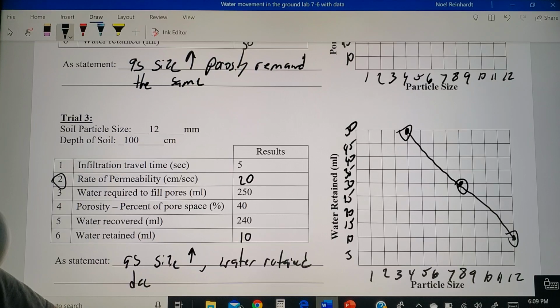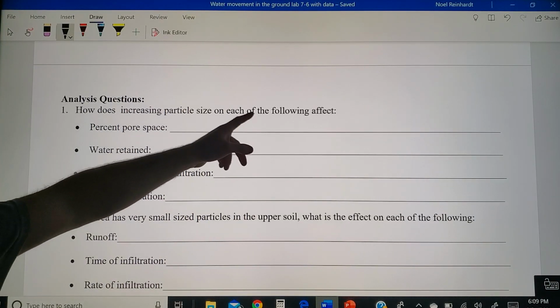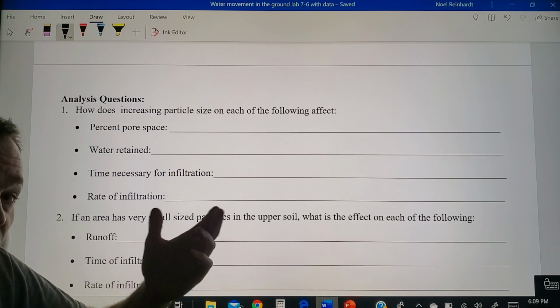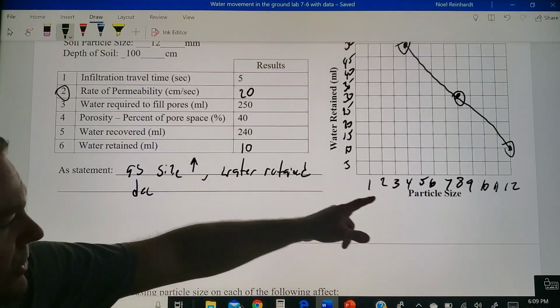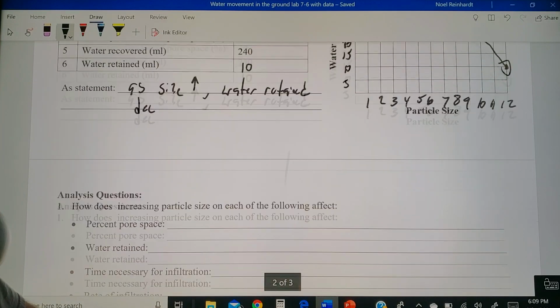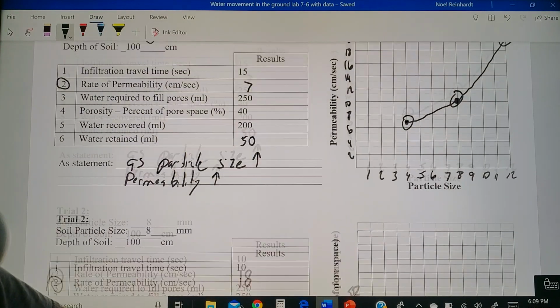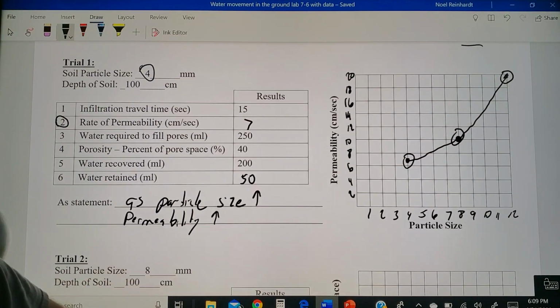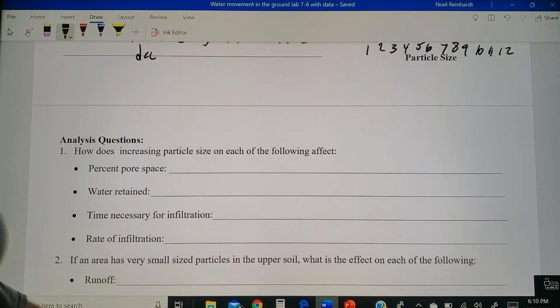All right, hopefully that cleared up some of your questions and concerns. As far as the summary questions, I'll run through those quick. How does increasing the particle size affect the following? Well, for pore space, it had no effect, right? For water retained, well, you could refer back to your graph. As the particles got bigger, it retained less water. Time necessary to infiltrate. Well, the bigger the particles were, right, the faster they went in, so it would take less time. And, of course, the rate of infiltration, if you take less time, that means it's a quicker rate, right?